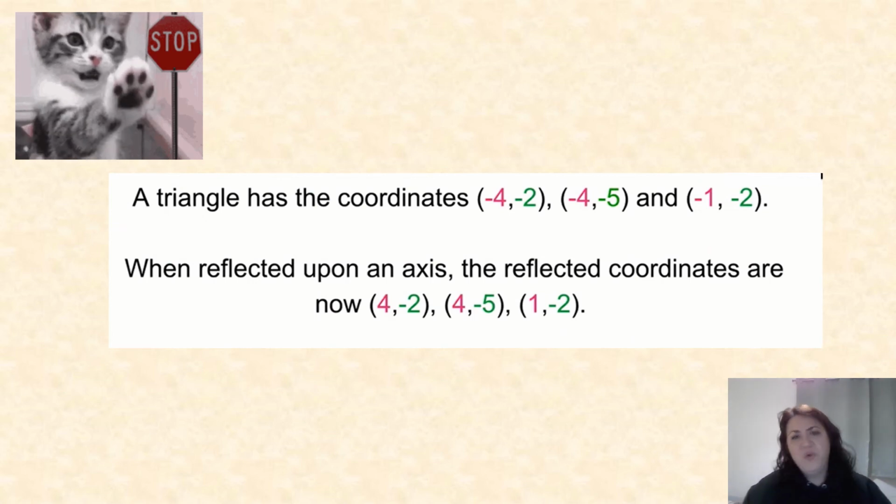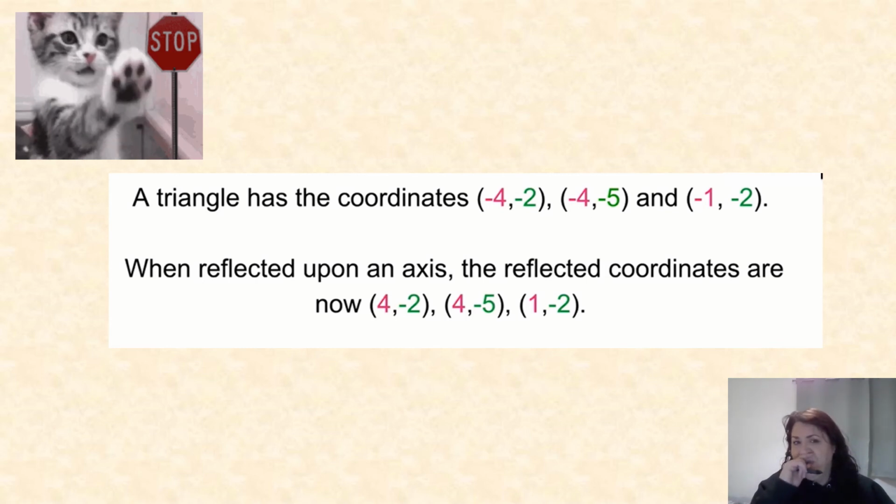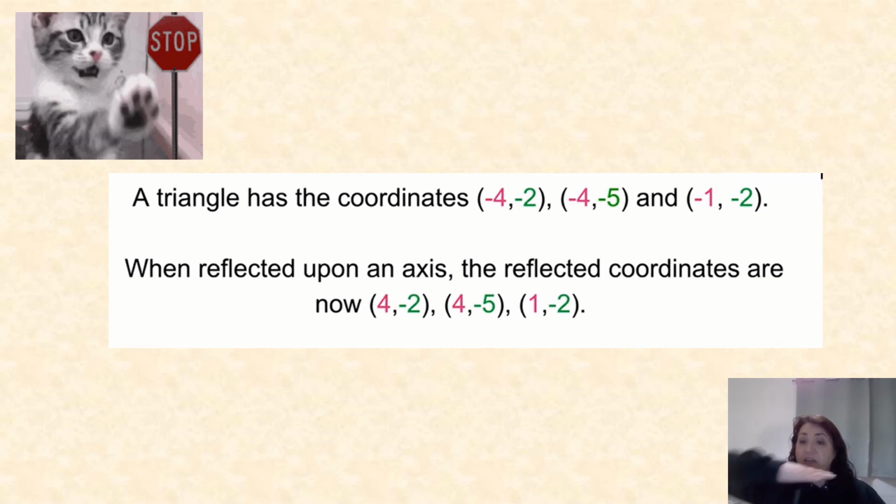Okay, we've got a bit of a word problem now, and you've done so well today. We're nearly there. It's getting a bit tricky now because you haven't got the grid to visualise here. Triangle has coordinates of -4, -2, -4, -5, and -1, -2. When reflected upon an axis, the reflected coordinates are now 4, -2, 4, -5, 1, -2. Those colours are important, by the way. They will help you. My question is, what axis have they been reflected on? Are they reflected on the X or the Y?